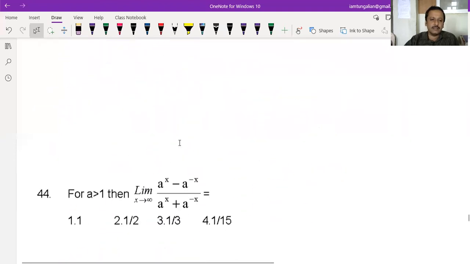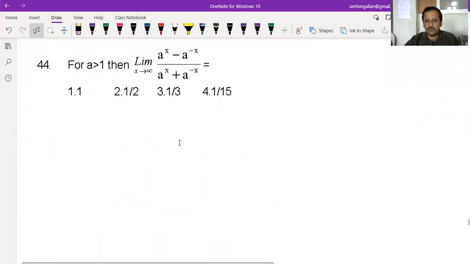Okay. Next question, 44th question. For a greater than 1, limit x tends to infinity, a power x minus a power minus x divided by a power x plus a power minus x is equal to... limit x tends to infinity.